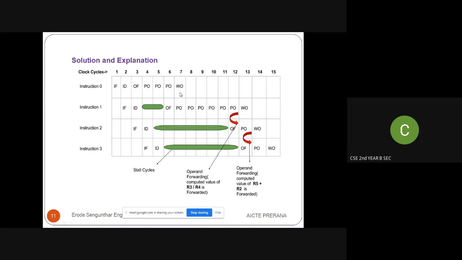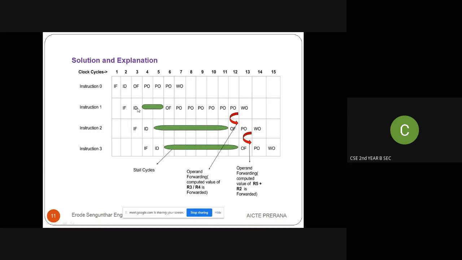So PO along with that WO. WO only 1 clock cycle. So in order to process I0, 7 clock cycles are needed, 1 to 7. So consider the second instruction. It is a pipeline process, right? So the next instruction is executed at the second clock cycle.